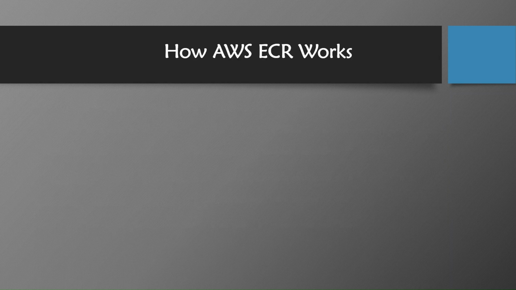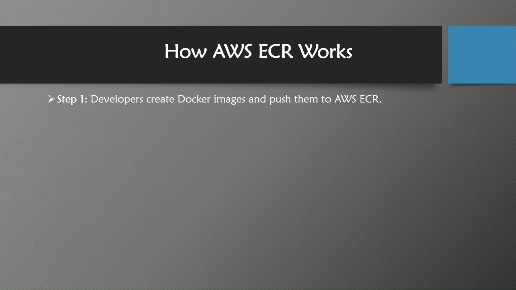So the next topic is how the ECR will work. Step 1, image creation and push. Developers create Docker container images on their local system. These images are pushed to the ECR using the Docker CLI command, that is docker push. AWS IAM credentials are used for secure authentication and authorization.